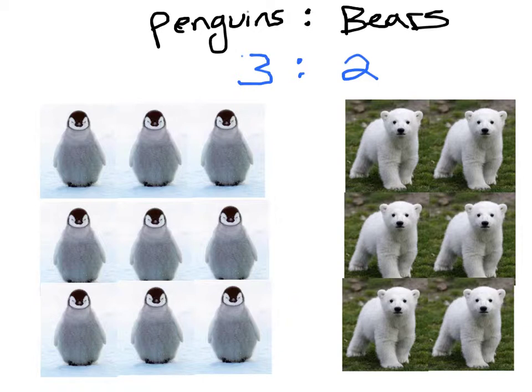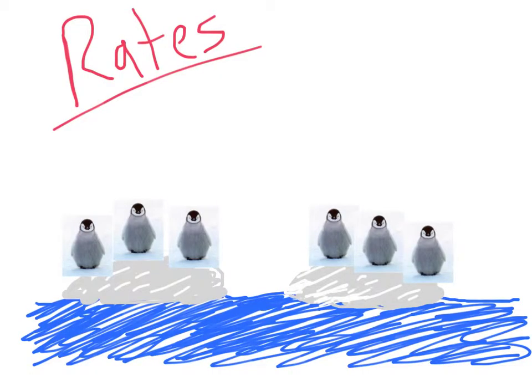When we talk about ratios, we're usually talking about comparing the same kind of thing. So here we're comparing penguins and polar bears, and both of these are animals, so we would just talk about the ratio of penguins to polar bears. But if I want to compare different kinds of things, like penguins and these lovely ice islands that they're on, I have to use a rate. A rate is a type of ratio that compares two different kinds of things.